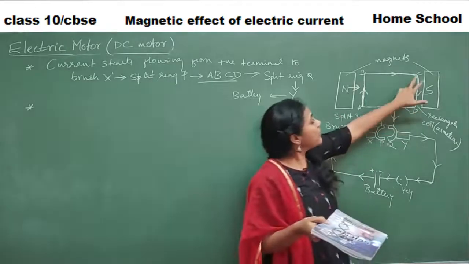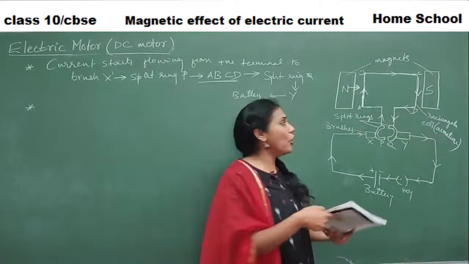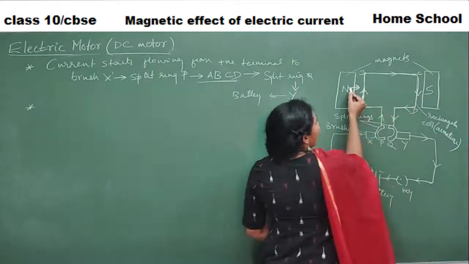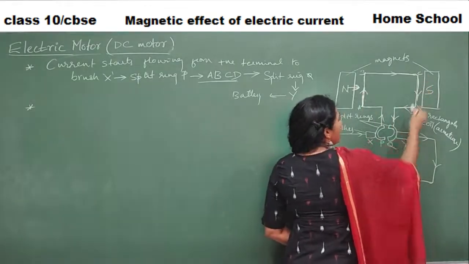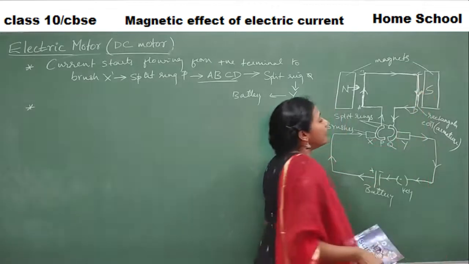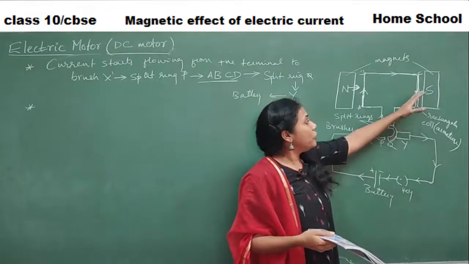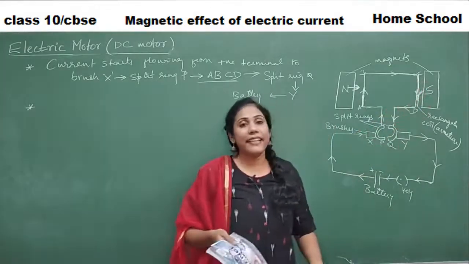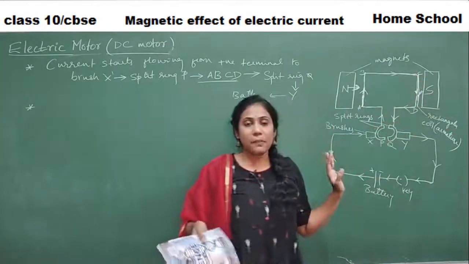And what about the CD side? The CD side will also experience a force, no? Because you see, the magnetic direction is like this. Here the current direction is top to bottom. So here also the directions are perpendicular to each other. So definitely the magnetic force is created here also, so displacement of the CD side also takes place.